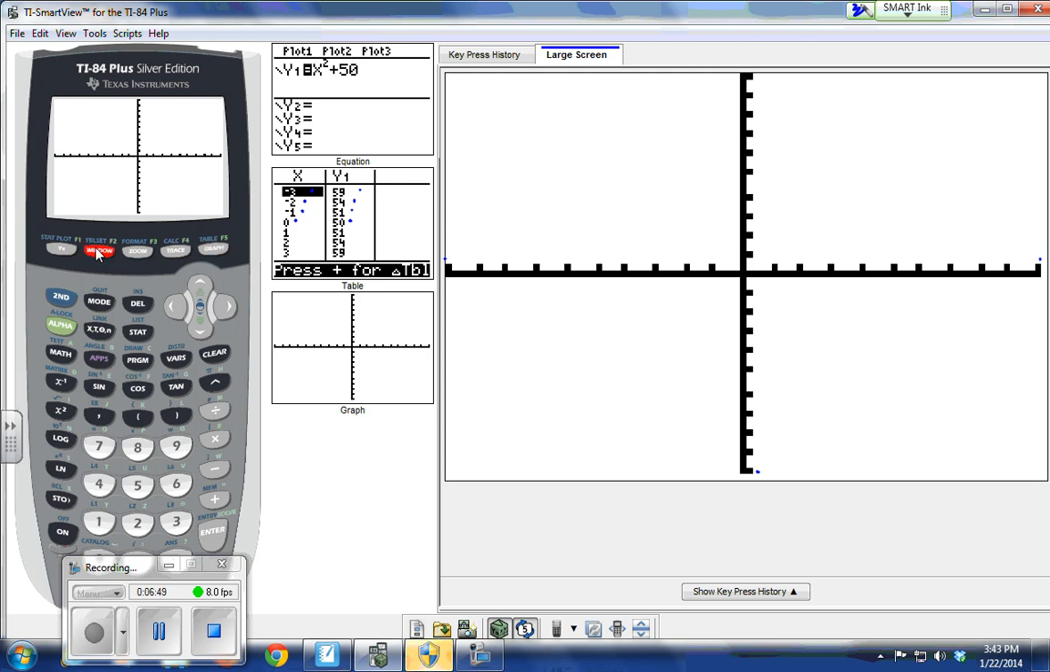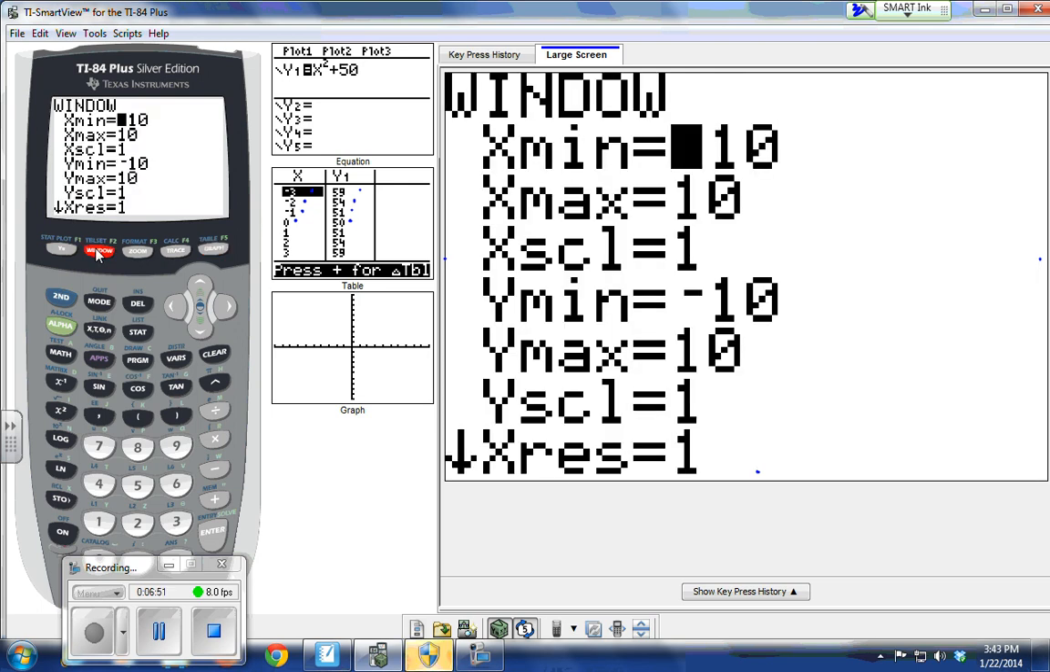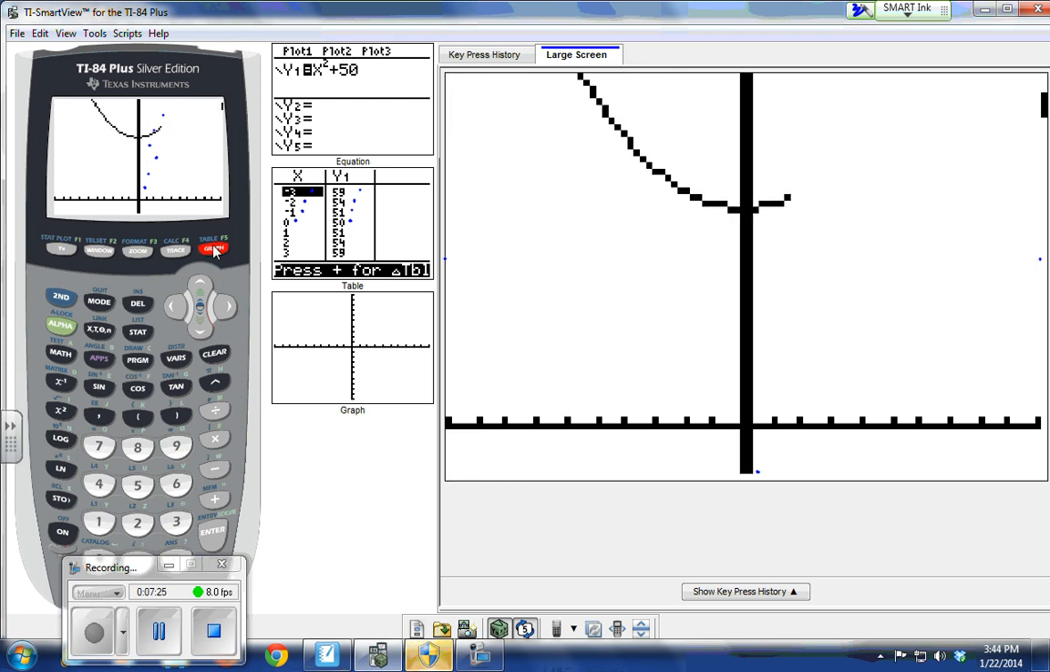So we go back to our window. Notice now I chose window instead of zoom because I don't want a standard window. We have our x min is negative 10, our x max is positive 10, x scale is 1, y min is negative 10, y max is 10, y scale is 1, and this is our standard viewing window. What we want to change is our y max. So let's go down to y max and change that to something bigger than 50. For example, let's change it to 80 and graph. Okay, now we can see our graph.